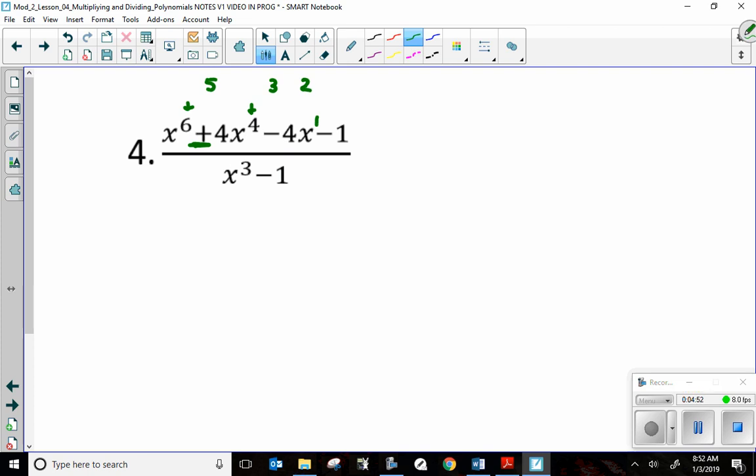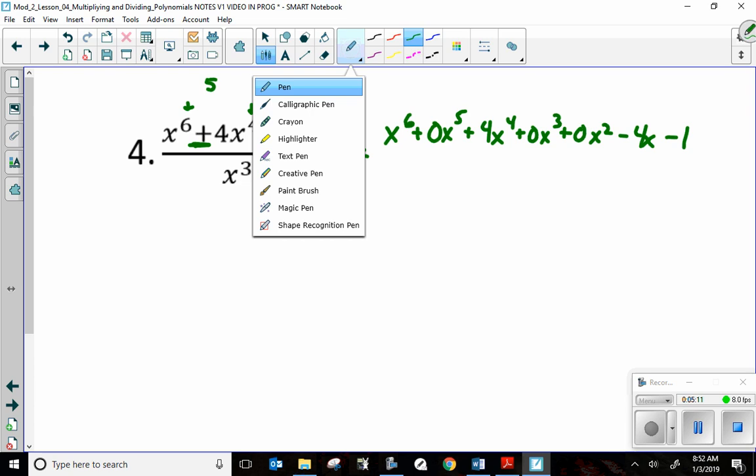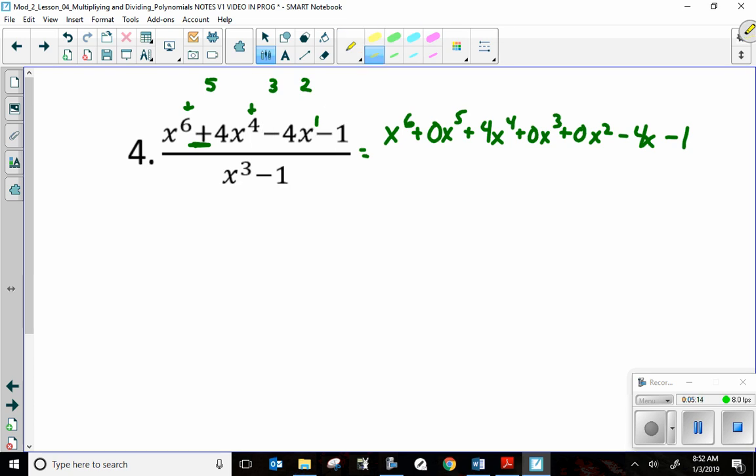Okay? So I should really rewrite the top as x to the 6th plus 0x to the 5th plus 4x to the 4th, plus 0x cubed plus 0x squared minus 4x minus 1. Wow, that's a lot. And I need to do that because my exponents should be going down one at a time. Okay, 6, 5, 4, 3, 2. That's an x to the 1, and there are 0 x's here.